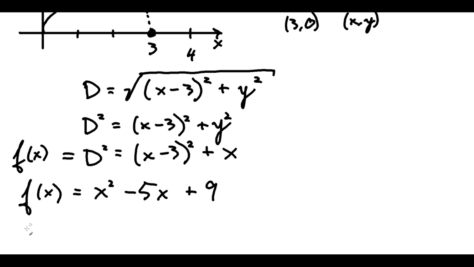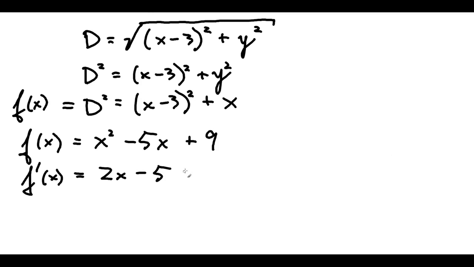Now we're trying to minimize the distance. So let's take the derivative to look for critical points. We have 2x minus 5. This is always defined, so the only other place critical points could appear is when this equals 0. Add 5, divide by 2, we get x equals 5 halves.